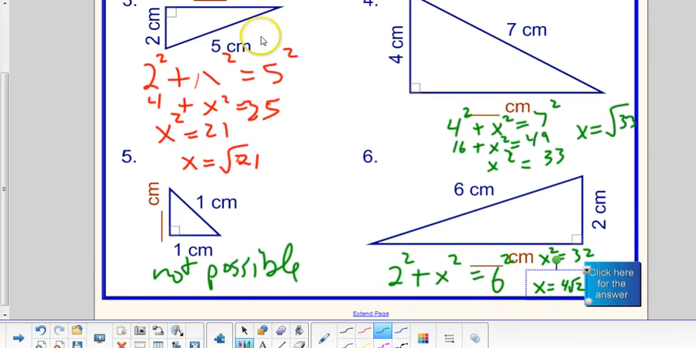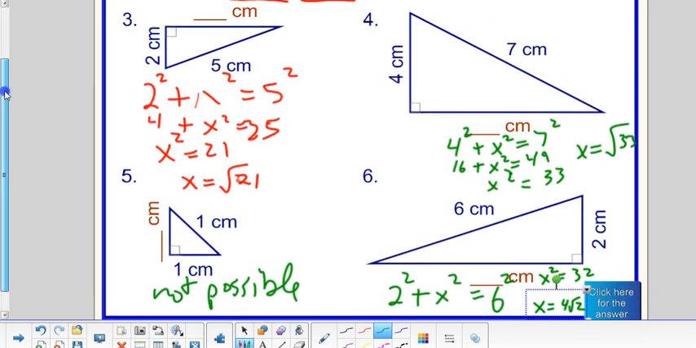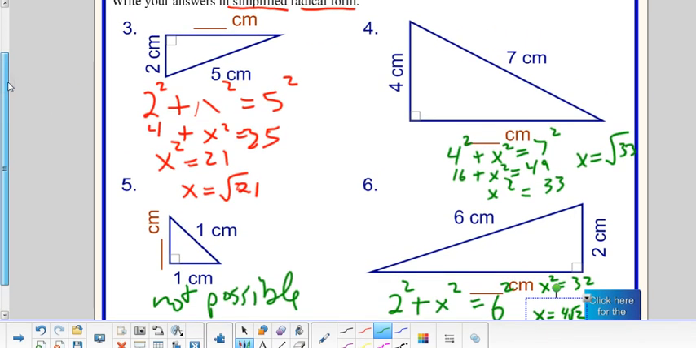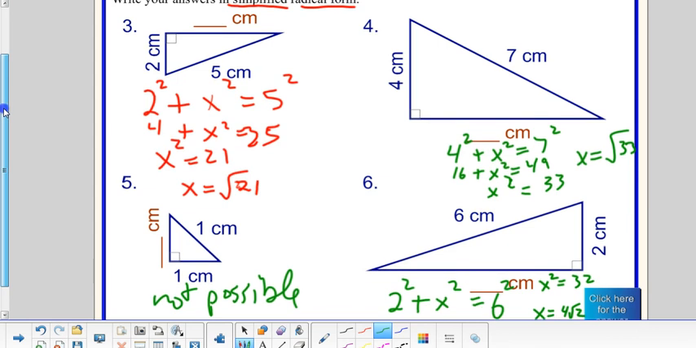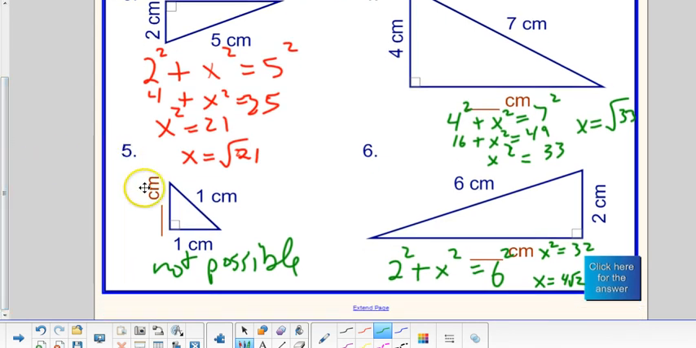These ones were different because here the hypotenuse C wasn't missing, one of the legs was. And so I chose to make this 2 squared plus X squared equals 5 squared. So 4 plus X squared is 25. Subtract the 4, you get X squared equals 21. So X is root 21. And then I probably should have the centimeters down here. So root 21 centimeters. And again, same thing here. So 4 squared plus X squared equals 7 squared. So X squared is 33. X is root 33.